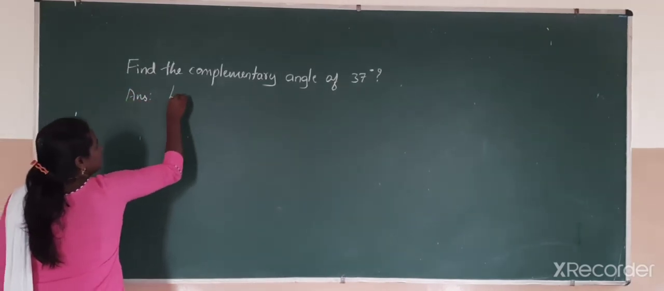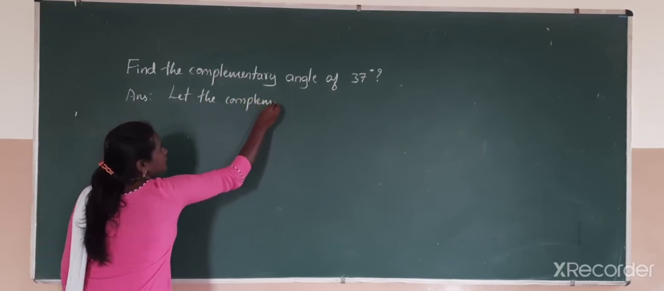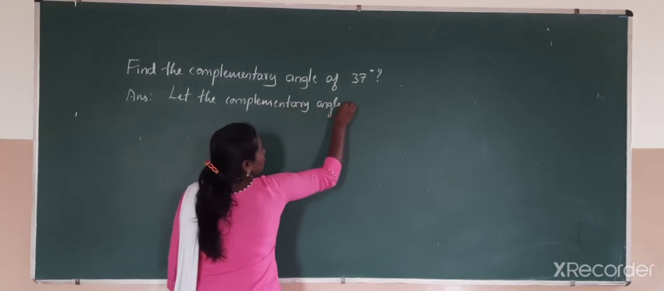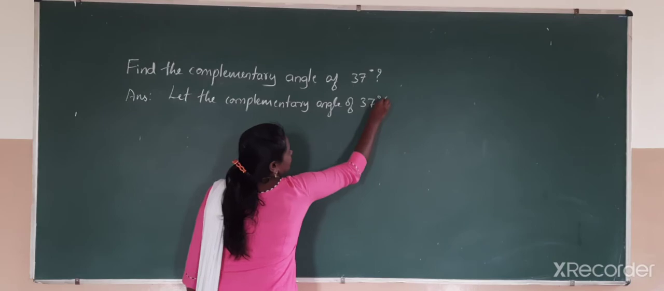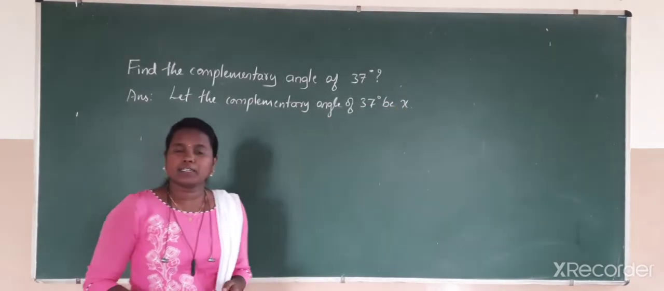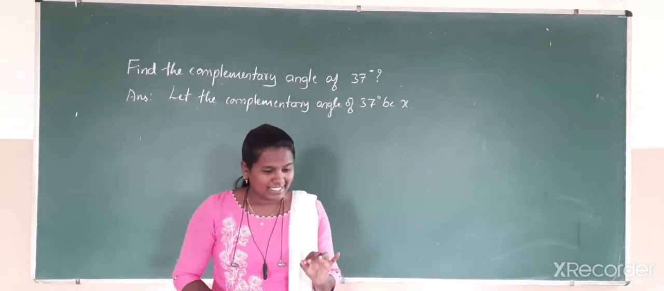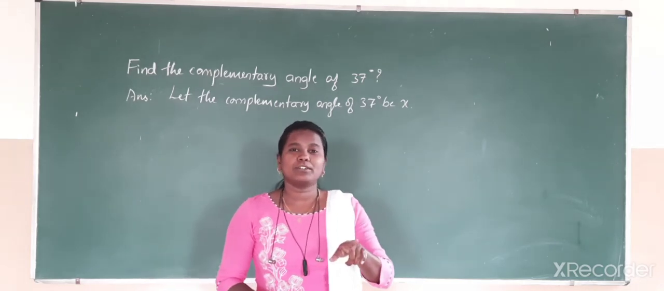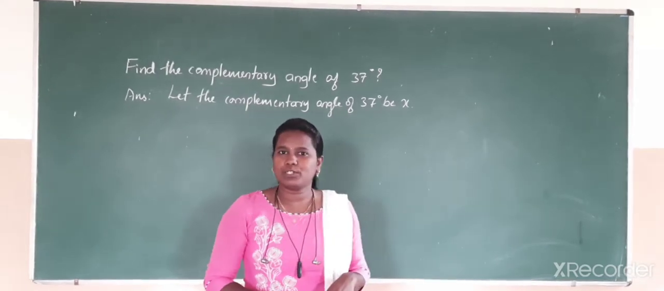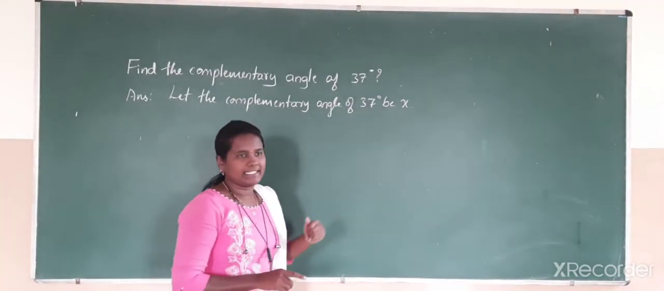Here let the complementary angle of 37 degree be x. Why have I considered it as x? Because I don't know what is the complementary angle of 37 degree. But it is easy, what we have to do? We have to subtract 37 from 90. Then directly we are going to get the answer. If it is for 2 marks, yes, then we have to solve like this.